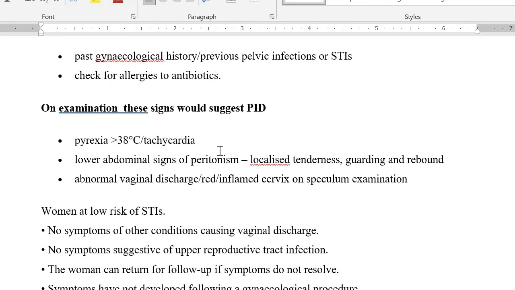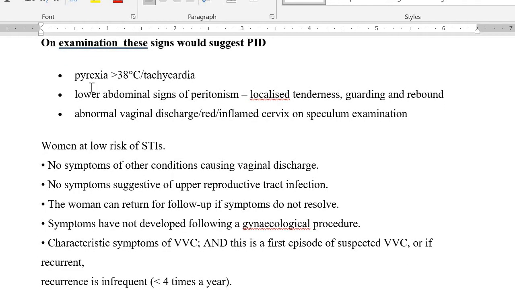Then on examination, these signs would suggest PID: pyrexia of more than 38 degrees centigrade, tachycardia. Lower abdominal signs of peritonism, like localized tenderness, guarding, and rebound. Any abnormal vaginal discharge, and a red inflamed cervix on speculum examination. The red inflamed cervix, or if we are having hemorrhagic spots, we call it strawberry cervix. In which condition are you going to see the strawberry cervix? Name it for me. I think it's trachomatis. Yeah, you should be sure.